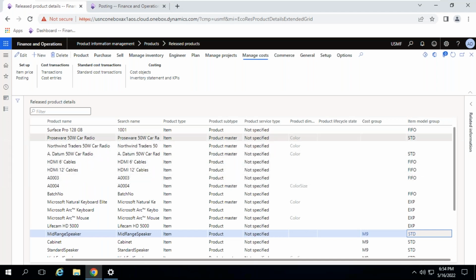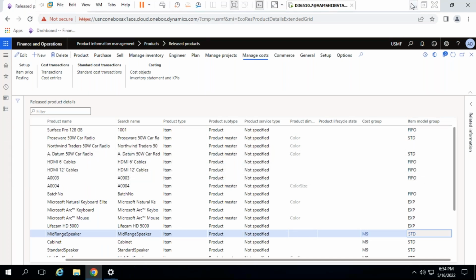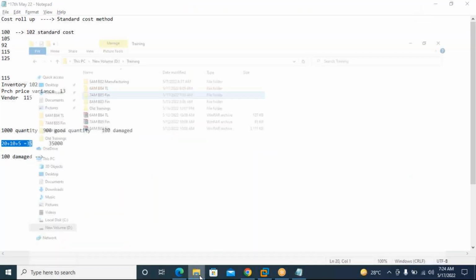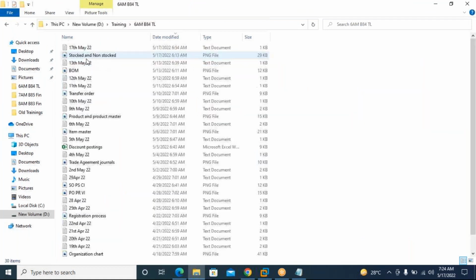Any method. Whenever we are discussing, I have explained logistics, but I will explain this one also. Let me take a minute. Item master.